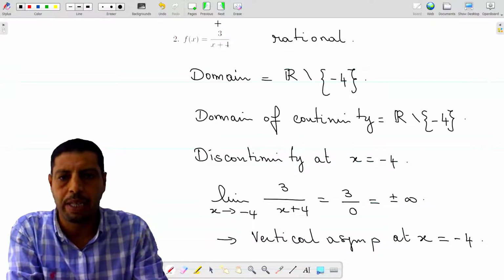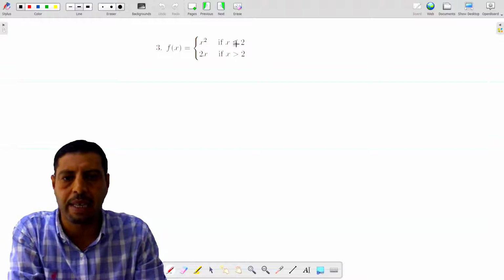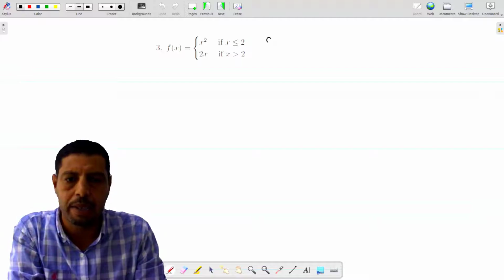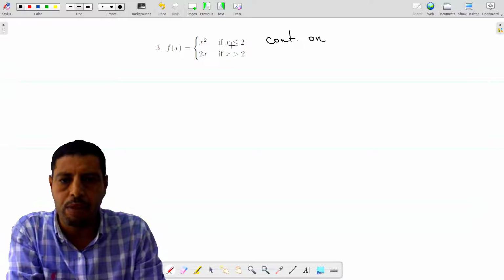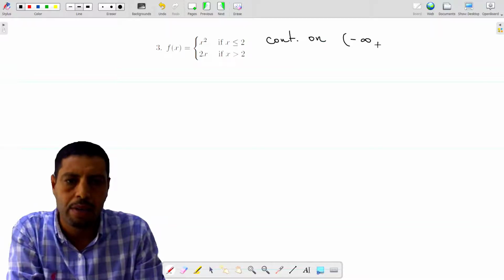Okay, now let's move to the next function. F of x equals, it's a piecewise defined function. It's f of x equals x squared if x less or equal than 2. It's equal to 2x if x is greater than 2. Okay, now the first function x squared, which is polynomial, is continuous on its domain. So it's continuous on the interval negative infinity to 2.